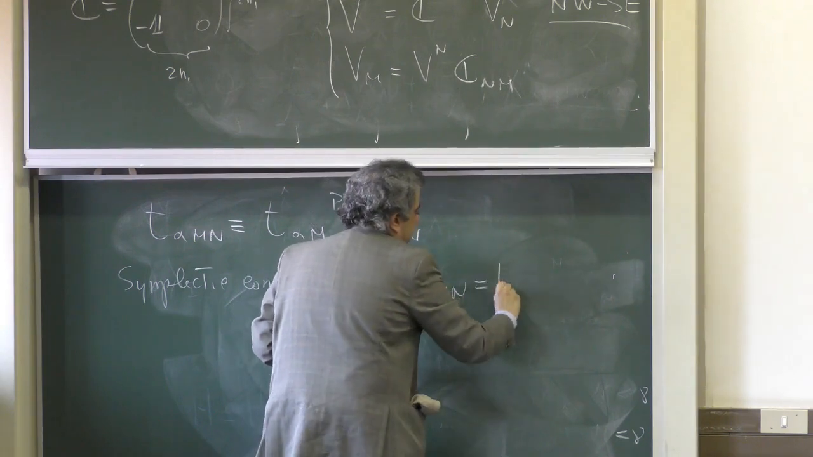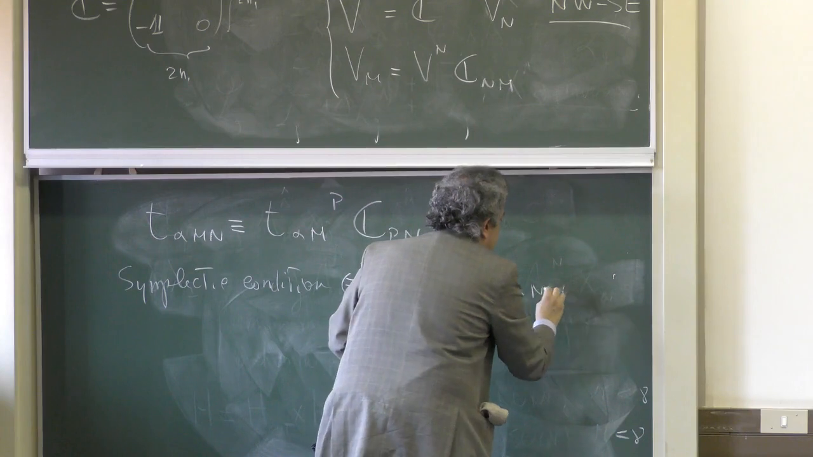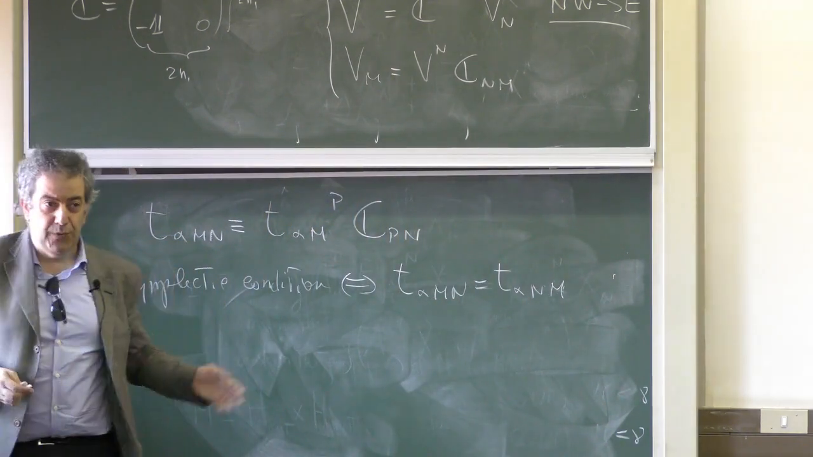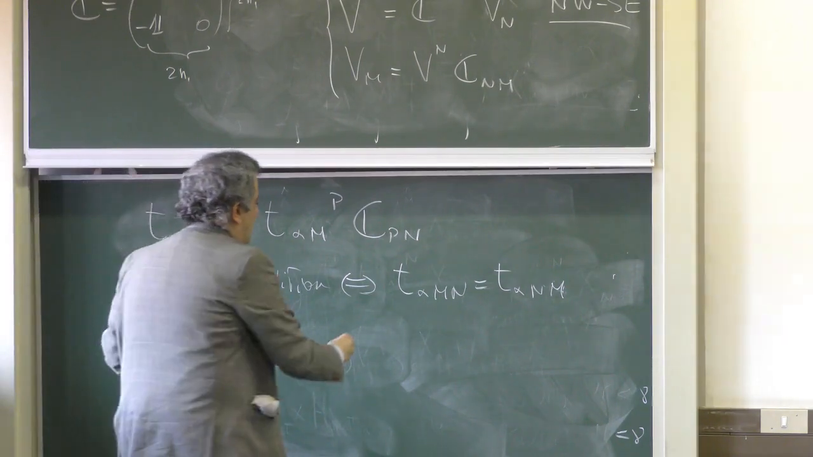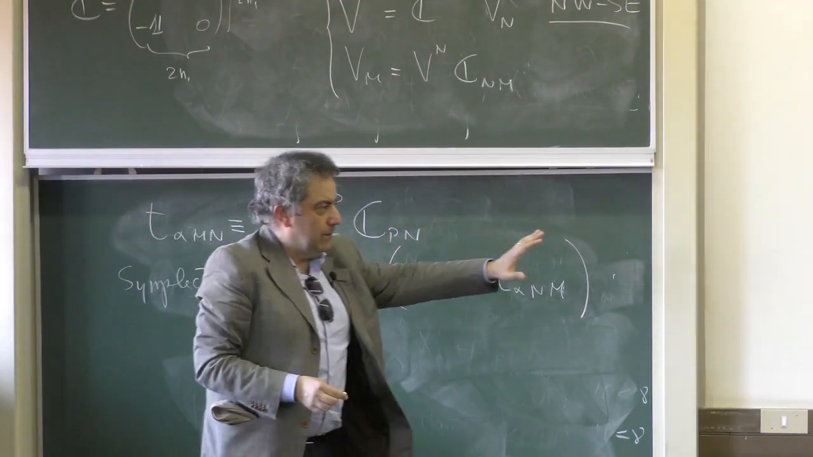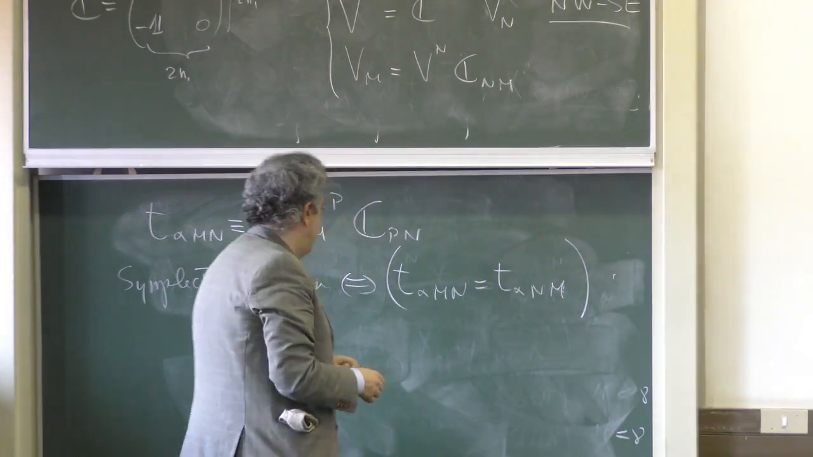is symmetric in the two symplectic indices once we lower them. Okay, this is what I wanted to say about the convention, about the description of the global symmetry group.